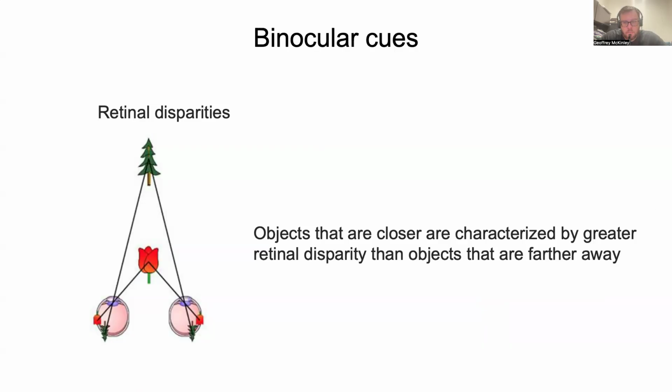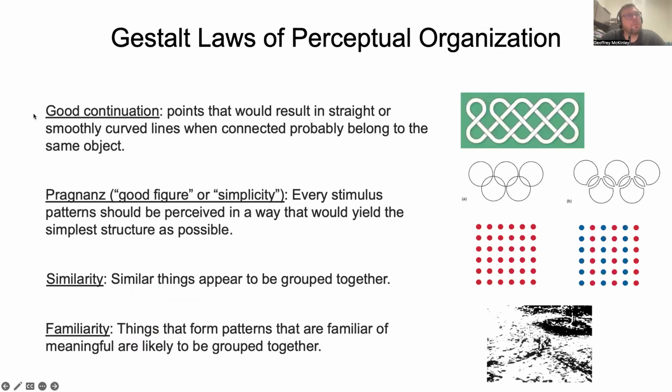We'll talk about one last thing. Yeah, let's just talk about one more. So the other thing is called the Gestalt laws of perceptual organization. These are other rules, laws I guess, that we use to organize and understand what we're seeing, right? So one's called good continuation: points that result in straight or smooth curved lines when connected probably belong to the same object, right? We would assume that this line is the same and it doesn't just stop here, right?